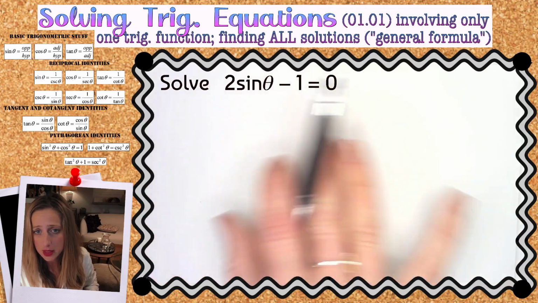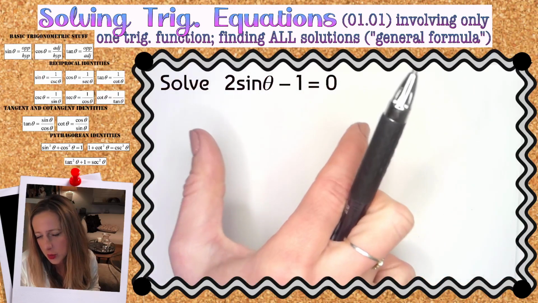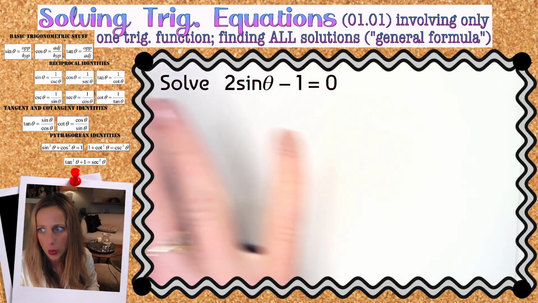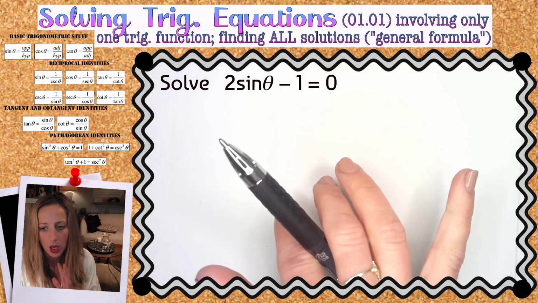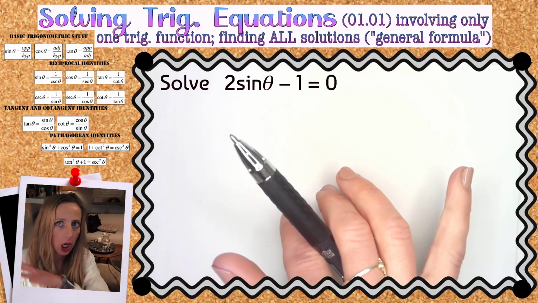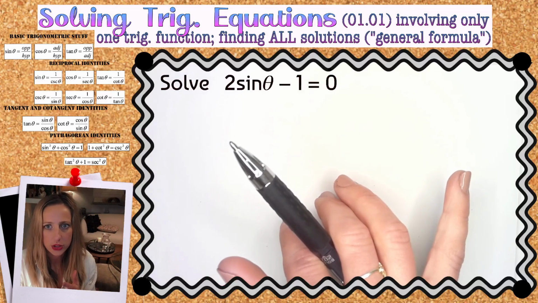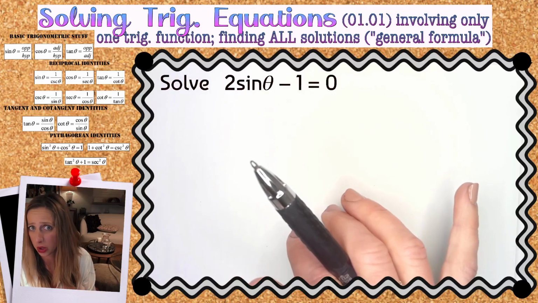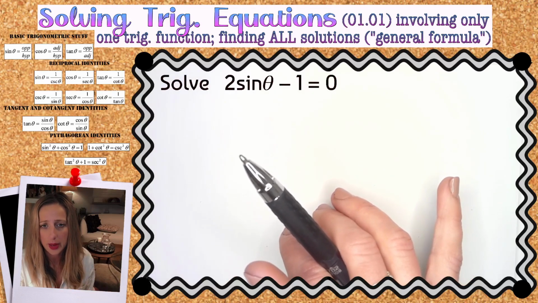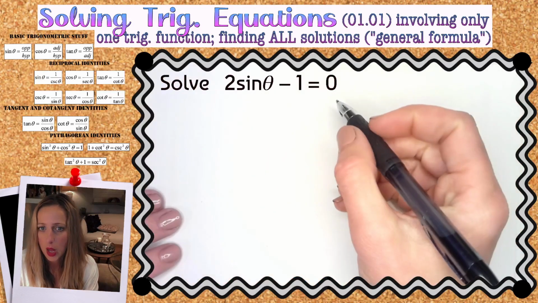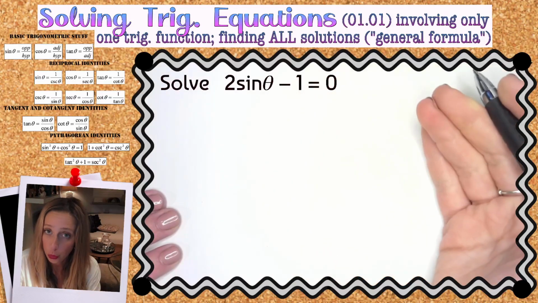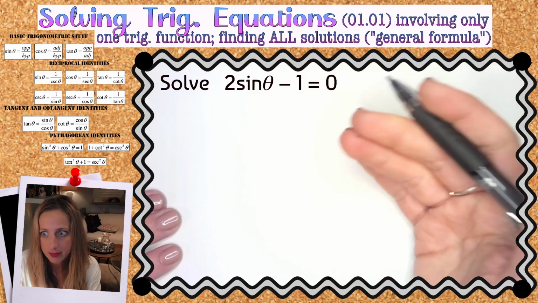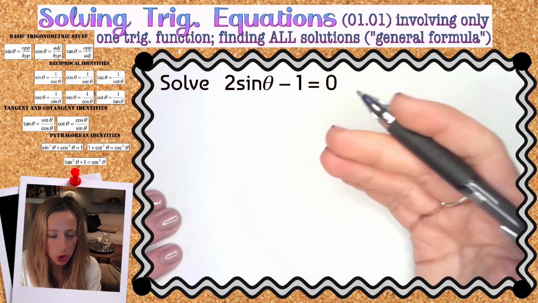Because it doesn't specify to find the answers between this and this, we're going to have to figure out a way to write an answer so that we're encompassing all of the answers without trying to write all of the answers, because that's an impossible task, okay? How do we get started? Well, when it says solve, we're always solving for a variable. Hopefully we all know that. That is what algebra taught us, right?